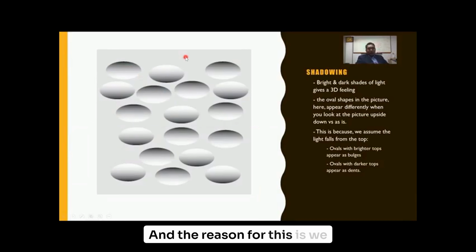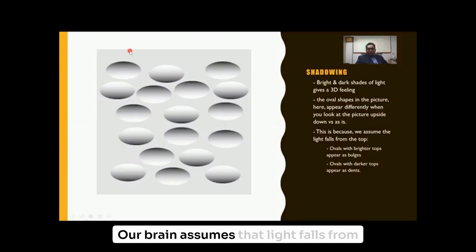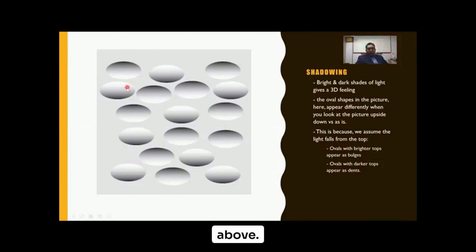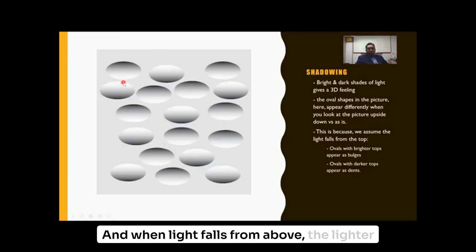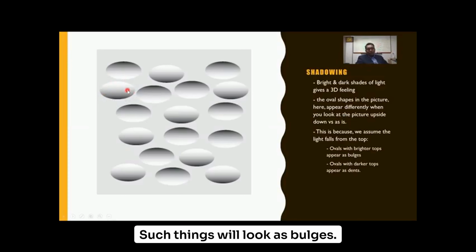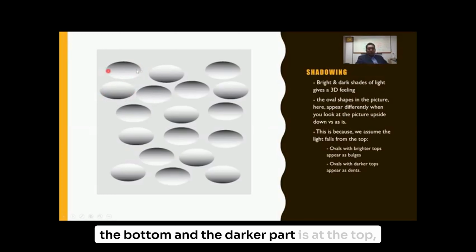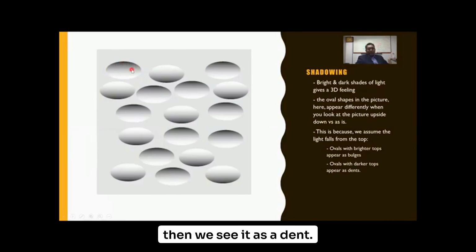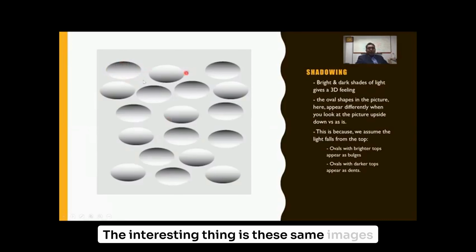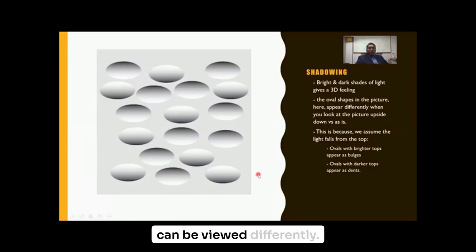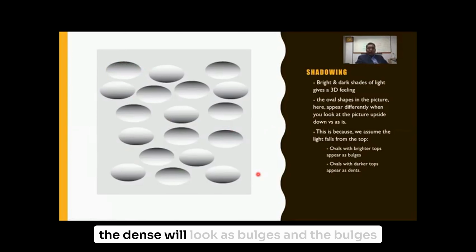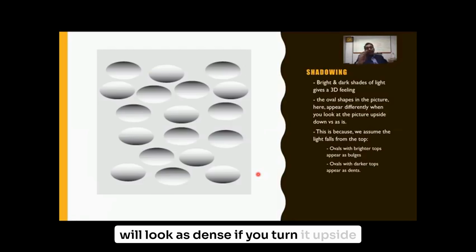The reason for this is our brain assumes that light falls from above. And when light falls from above, the lighter parts are up and the darker parts are down. Such things will look like bulges. If it is the opposite, if the lighter part is at the bottom and the darker part is at the top, then we see it as a dent. An interesting thing is that these same images can be viewed differently. The dents will look like bulges and the bulges will look like dents if you turn it upside down.